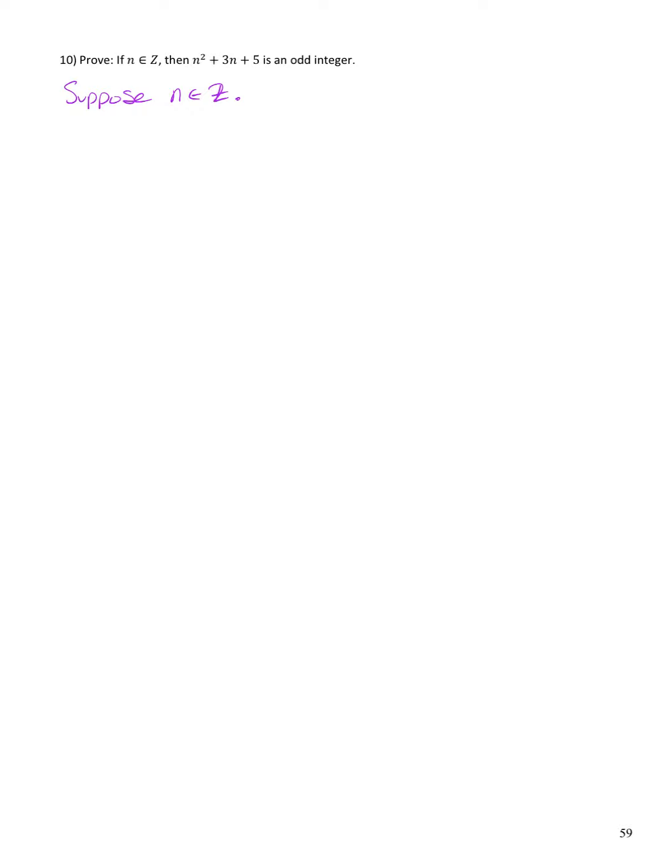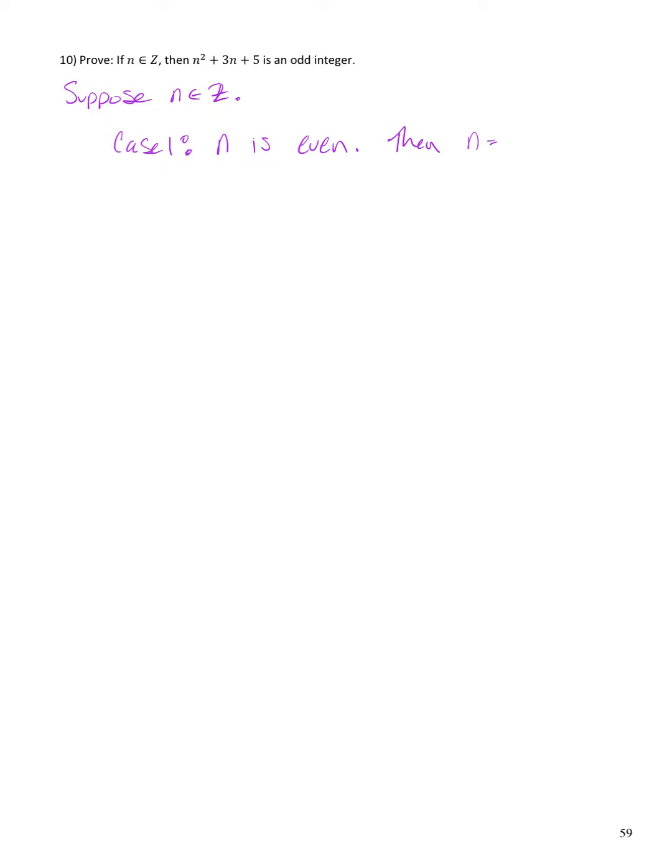Usually we have some kind of definition or something that I can apply to n, argue, and show that n squared plus 3n plus 5 is odd. So what I'm going to do is say, well, there are two cases. For an arbitrarily chosen integer, it could be even or it could be odd. So we'll list them. Case 1, n is even.